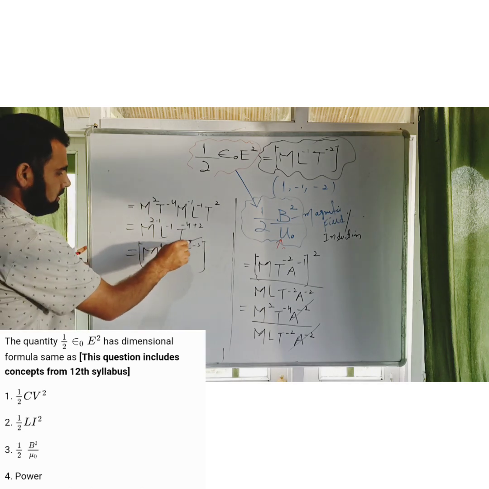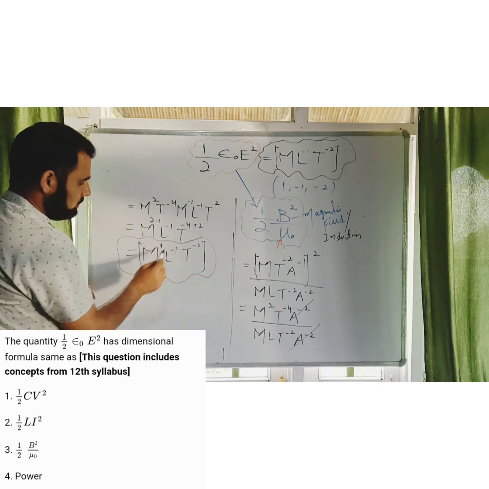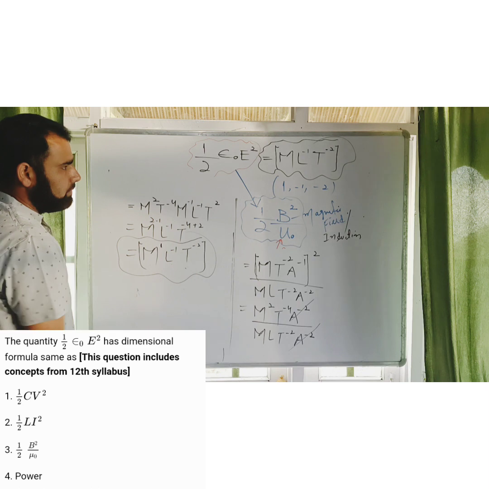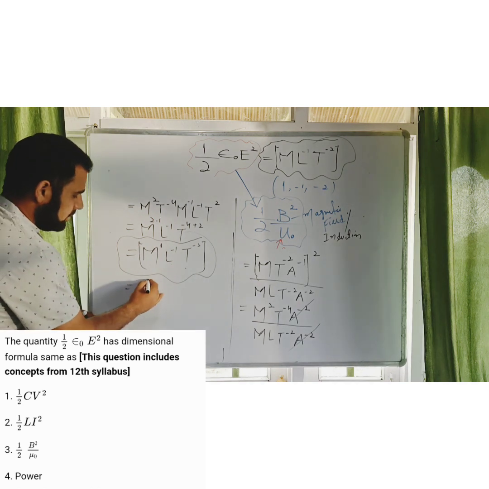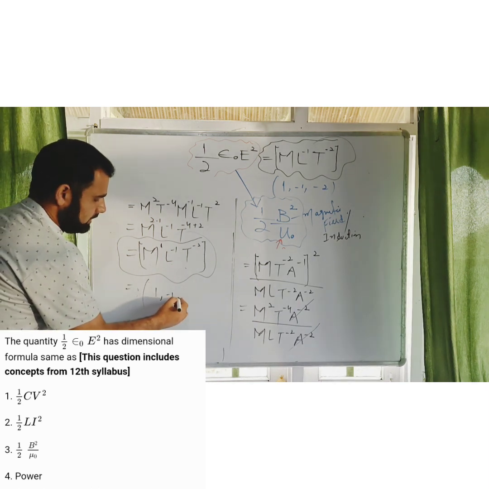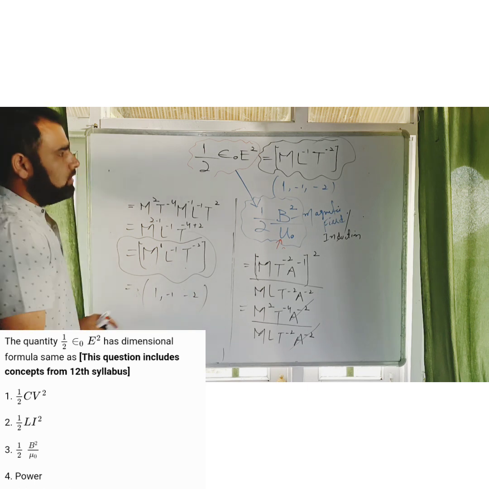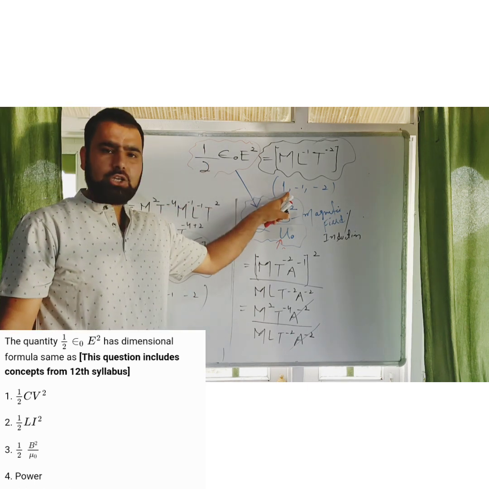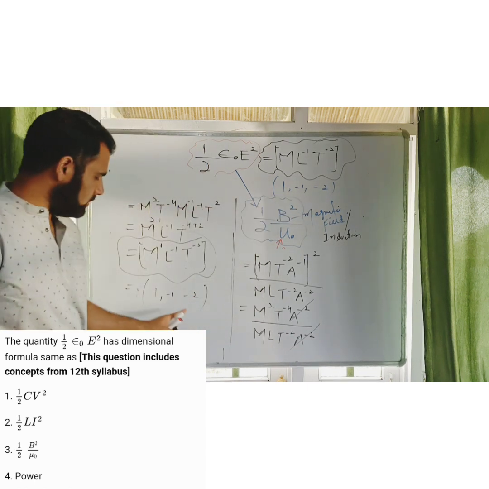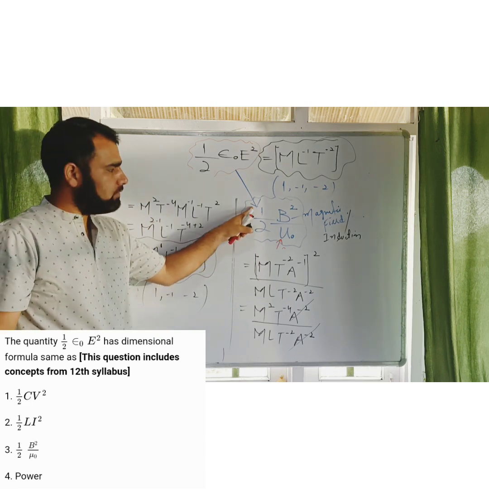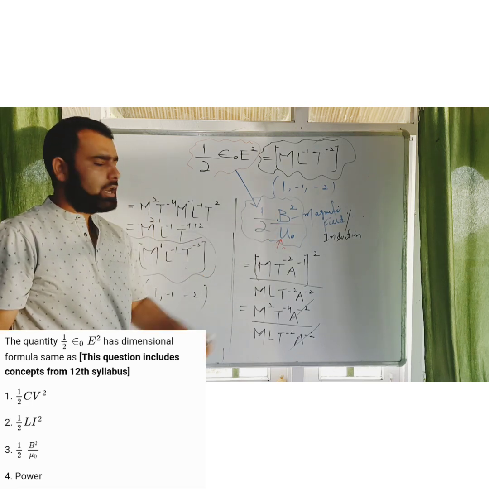Again here, the dimensional formula is the same: M L raised power minus 1 T raised power minus 2. Again, you can check the dimensions are 1, minus 1, minus 2. So energy density has dimensions 1, minus 1, minus 2, which are similar to that of this ratio, 1 by 2 B square by mu naught.